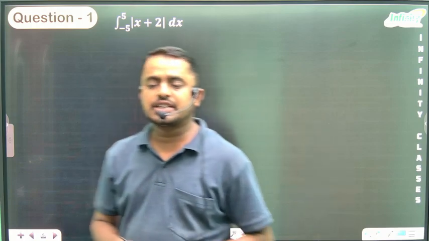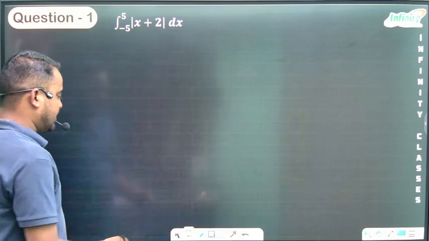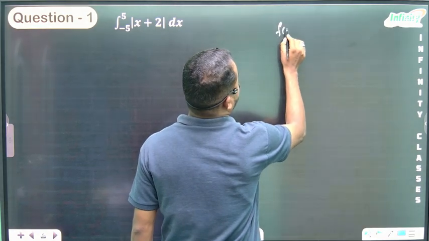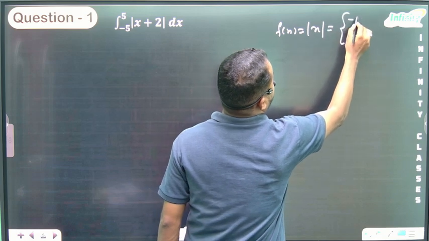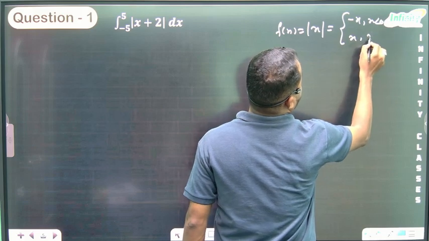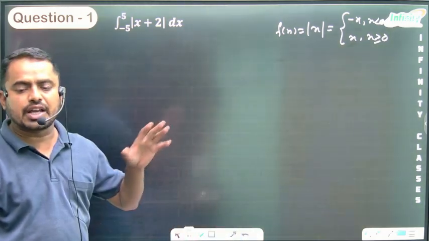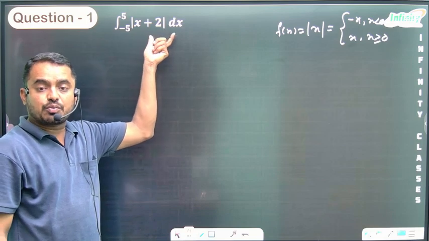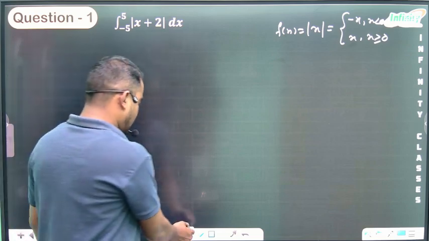So as you know, in this property we are breaking the limit. Here the modulus function is given. We already learned the modulus function in first PUC, that is f of x is equal to mod of x. It will open as minus x if x is less than 0, and plus x if x is greater than or equal to 0. Yes, the same concept we are using here. So when mod of x plus 2 is positive, and when it is negative, that we are deciding in terms of the lower limit and upper limit.